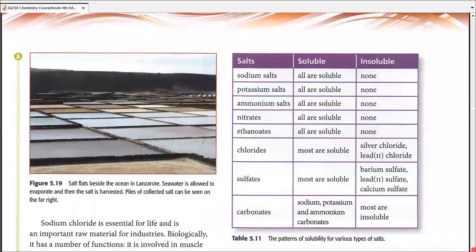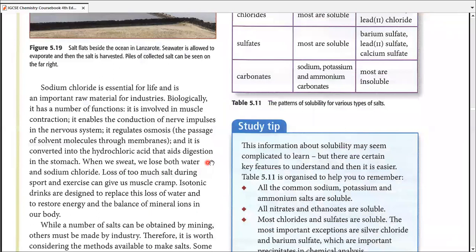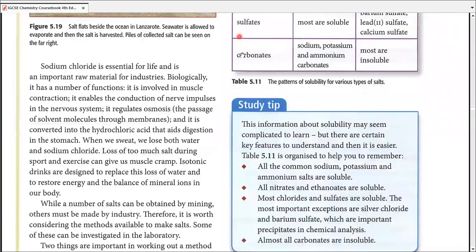However, moving on, talking about salts, as table salt is the most important one, let's talk about its importances by numbering them. It has actually a number of functions. One, it is used for muscle contraction. Two, conduction of nerve impulses in the nervous system actually is enabled by this. Three, it regulates osmosis, the passage of solvent molecules through membranes. So that's the third. And fourth, it is converted into hydrochloric acid that aids digestion in the stomach. So that is number 4.